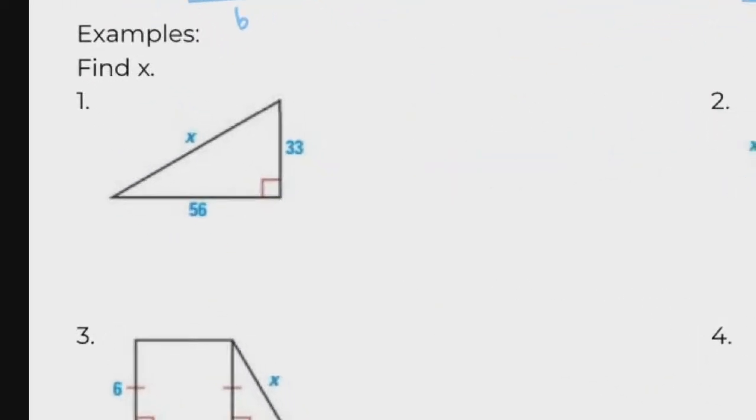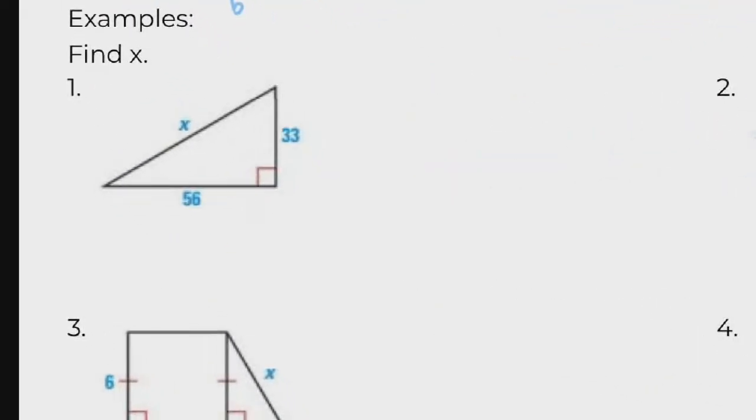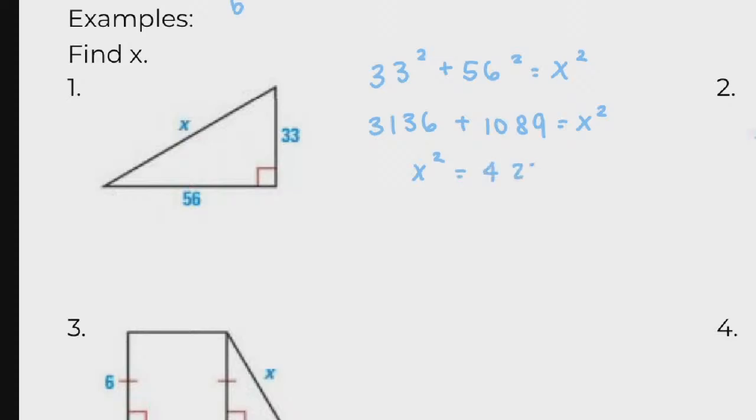Okay, so here we have some problems. We want to find x. In number 1, x is the hypotenuse. So that would be 33 squared plus 56 squared equals x squared. So then we would get 3,136 plus 1089 equals x squared. And when we add those together, we get 4,225. Then to solve for x, we're going to square root both sides. So we get x equals 65.